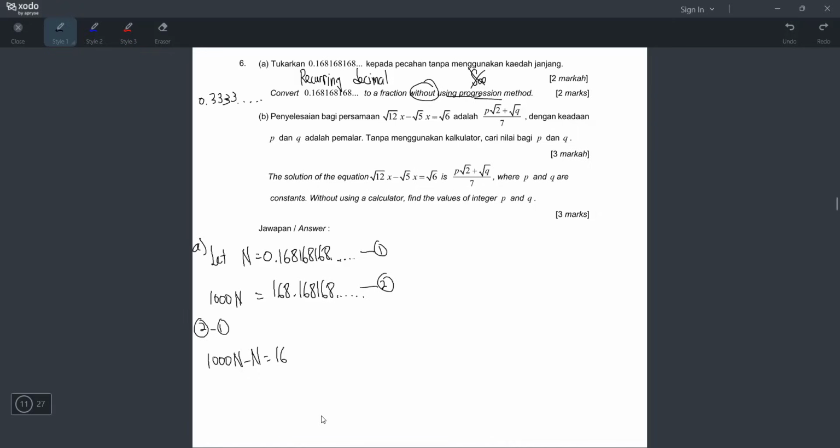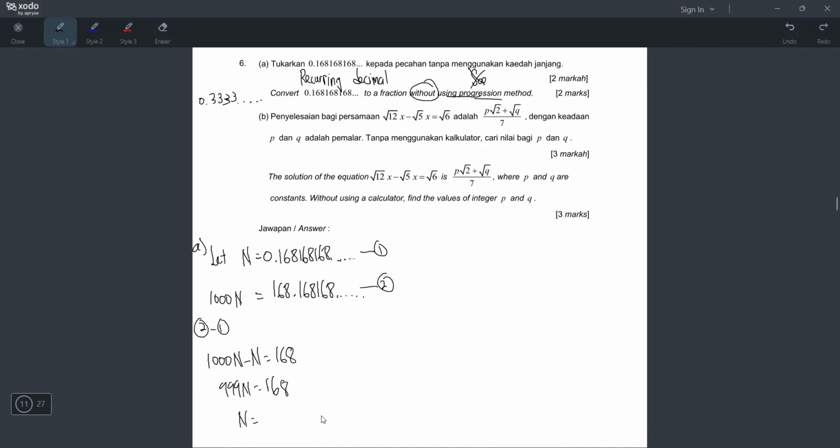Okay, after you reach here, you can actually find your n, right? And don't forget, n is the recurring decimal. So now you can find your n. You take 1000n minus 1n, which is 999n, equals 168. Sorry, I said 16, I forgot the 8. So now you can get your n easily. Just take 168 divided by 999. So now you just press 168.